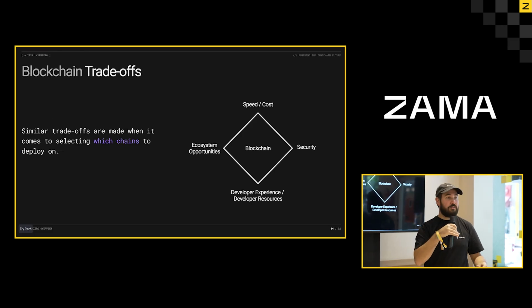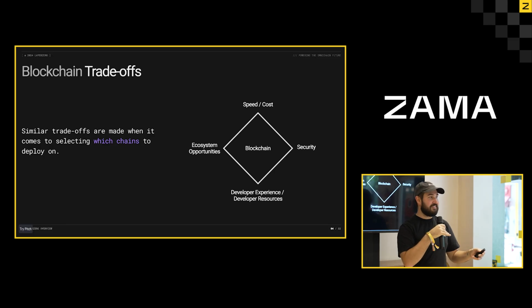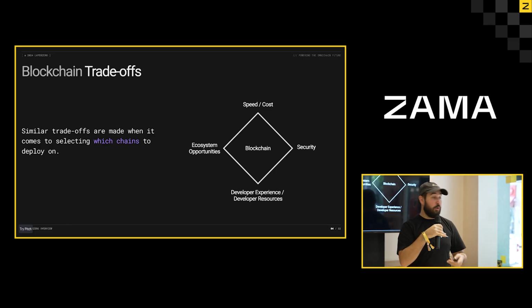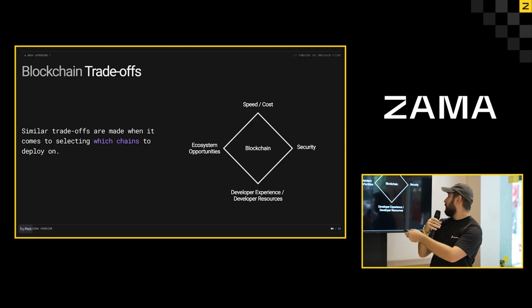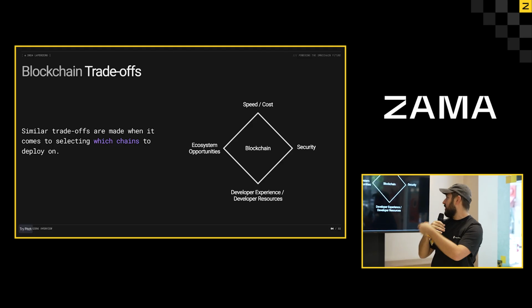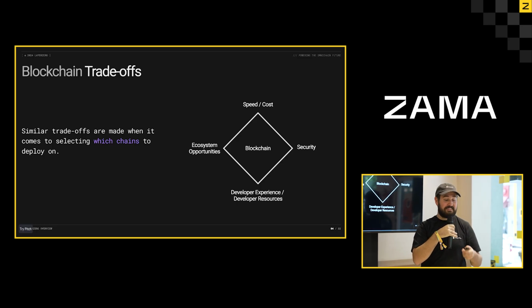The same trade-offs apply to the blockchains themselves. Every blockchain has a unique value proposition that it is trying to sell you, the developer, and ultimately sell the holders of capital who need to move value between these chains. Similar opportunities around security, speed, cost, developer experience, and again, ecosystem opportunities if you are an asset issuer.